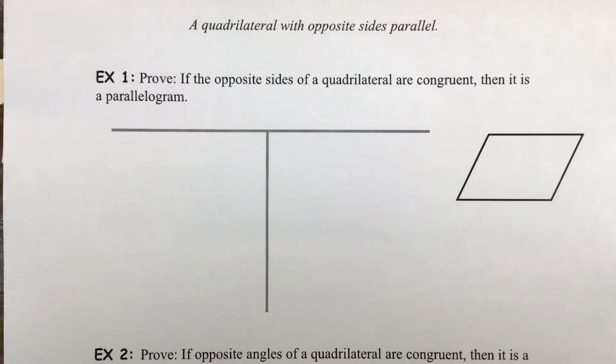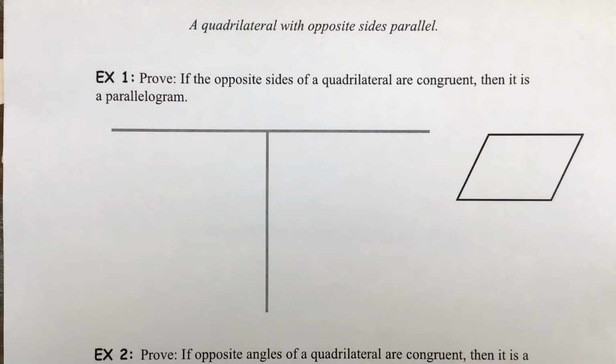For example 1, we're going to prove that if the opposite sides of a quadrilateral are congruent, then it is a parallelogram. This is a converse statement of something we did in the last video, which was if you had a parallelogram, the opposite sides would be congruent. So we're going to be working backwards to show that the top and the bottom are parallel and the left and the right are parallel.